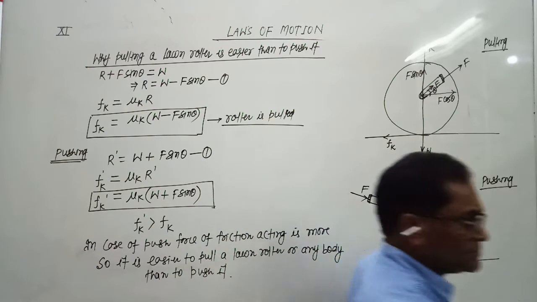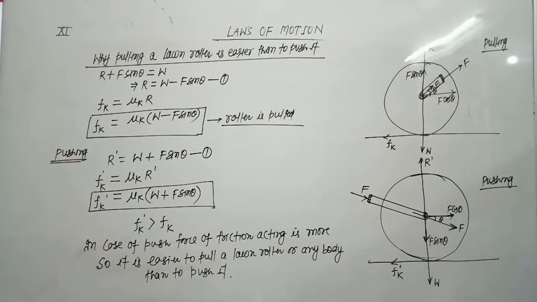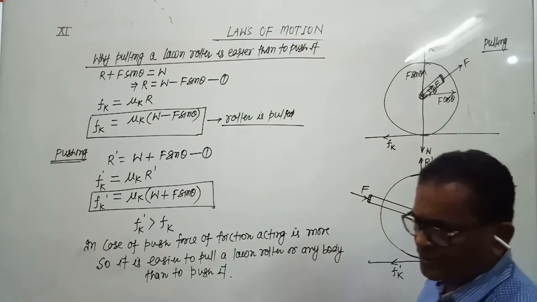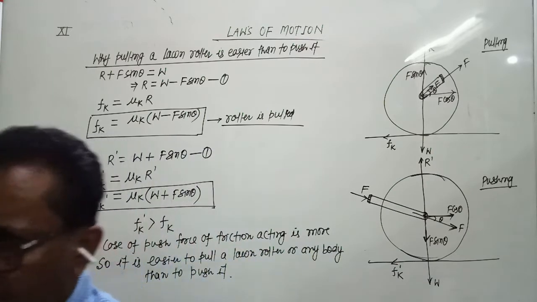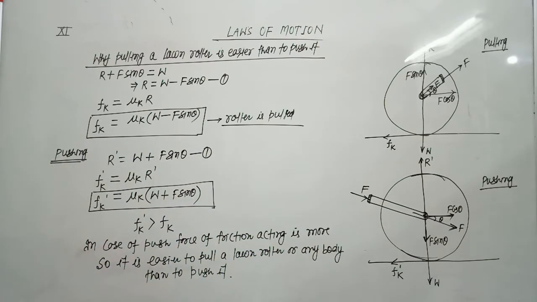So this is the reason why it is easier to pull a lawn roller or a body than to push it. In case of pulling the lawn roller, the force of friction Fk is less, and in case of pushing the lawn roller, the force of friction Fk dash is more. Therefore, it is easier to pull a lawn roller than to push it.